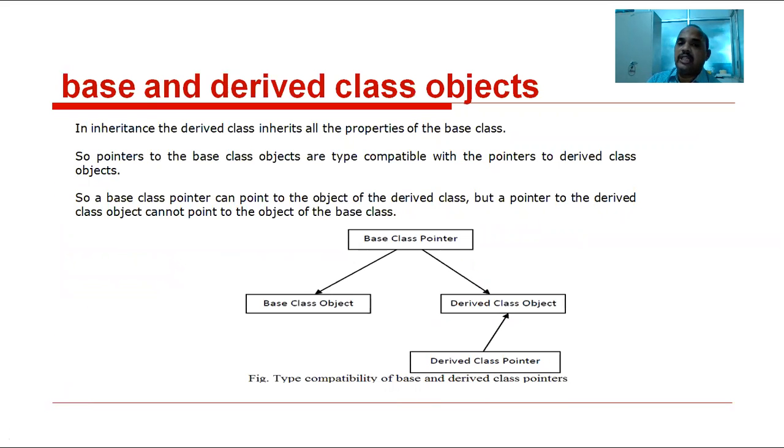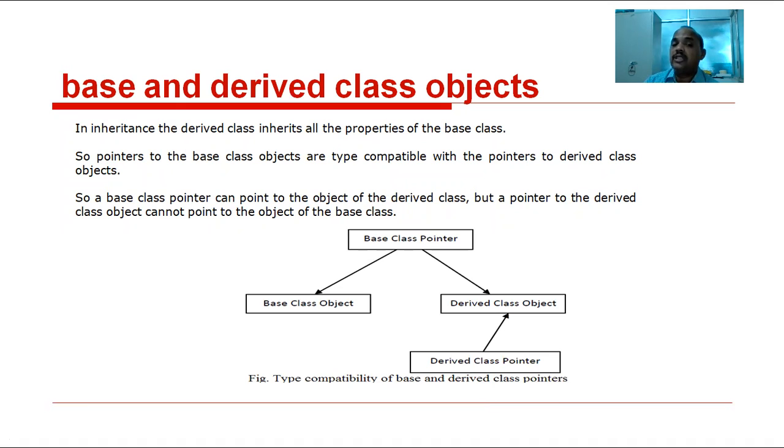Then the next one, base and derived class objects. Simply, how to create a base object and how to create a derived class object. How to assign the derived class object to the base class. In inheritance, the derived class inherits all the properties of the base class. So pointers, so that base class objects are type compatible with the pointer to derived class objects. So a base class pointer can point to the object of the derived class.